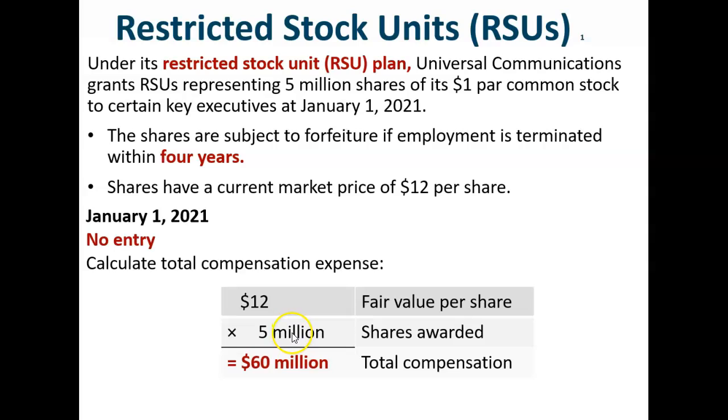5 million shares were included in the award. They had a $12 per share market value at the date of grant. $12 per share times 5 million shares equals $60 million of total compensation.